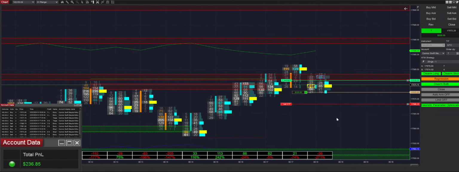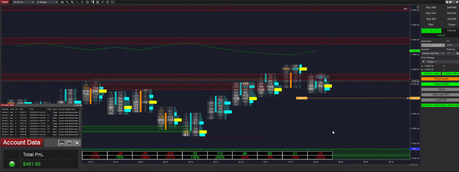Just got filled long. End up winning that trade. We're up to 507 now. So we're out of the pit on that loss, and we're now into profit.